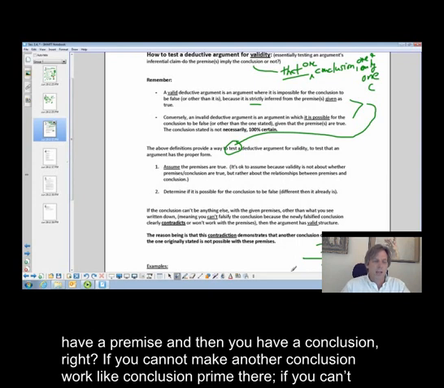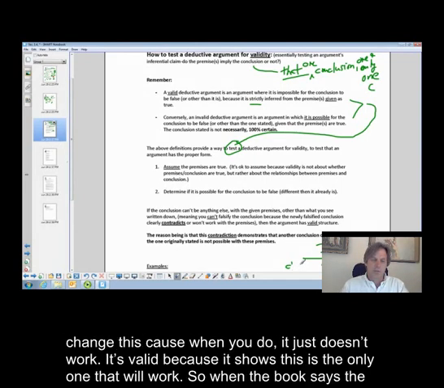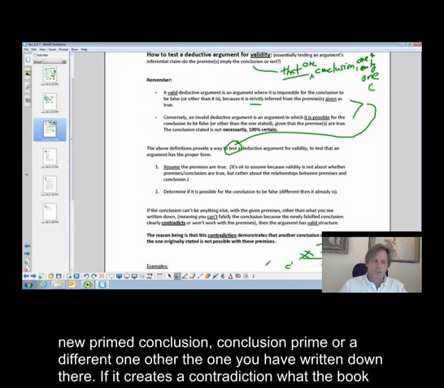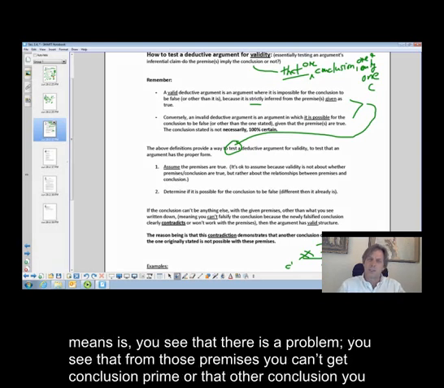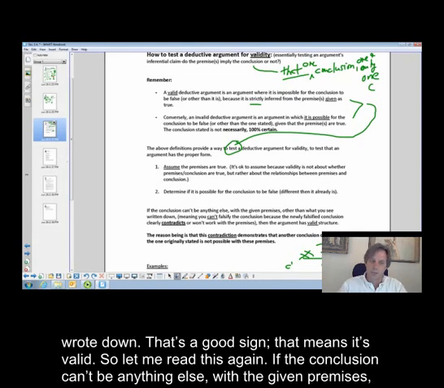If you cannot make another conclusion work, like conclusion prime there, if you can't change this, because when you do it just doesn't work, it's valid because it shows this is the only one that will work. So when the book says the new primed conclusion prime, or a different one other than the one you have written down there, if it creates a contradiction, what the book means is you see that there's a problem. You see that from those premises you can't get conclusion prime or that other conclusion you wrote down. That's a good sign. It means it's valid.